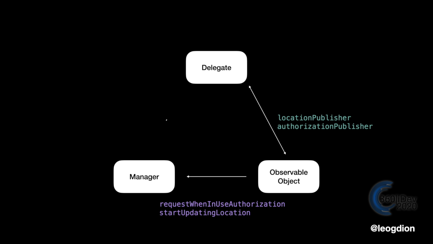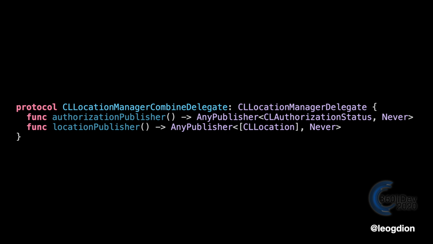The question then becomes, how do we create these publishers that will be useful to the observable object based on the delegate? How do we take the delegate and convert it in such a way that it'll give us publishers we can then use and transform into data we can actually display in our view? This is where something like this comes in. This is called a CoreLocationManagerCombinedDelegate that I've created. It extends our existing Core Location manager delegate by adding 2 additional methods that create publishers for us.